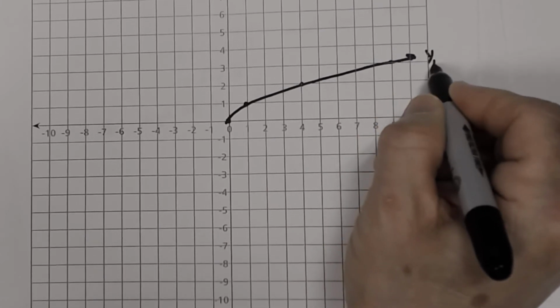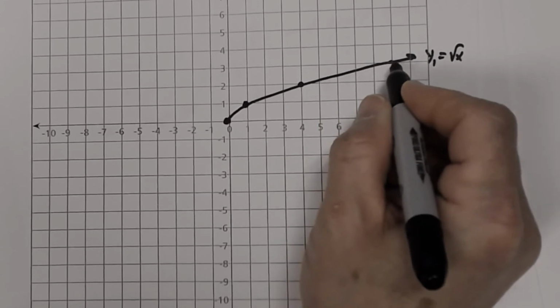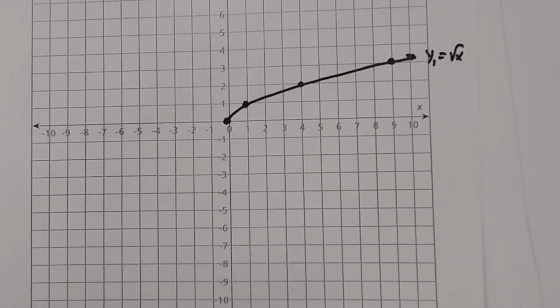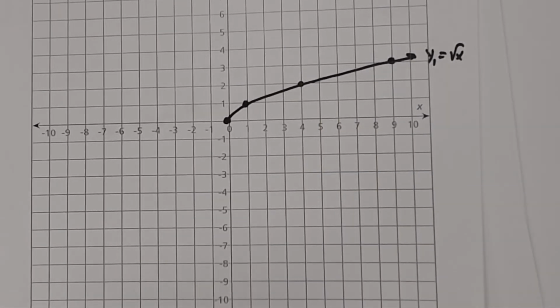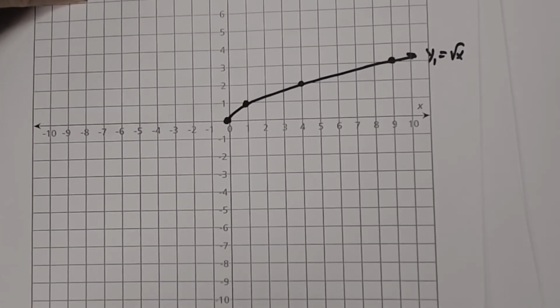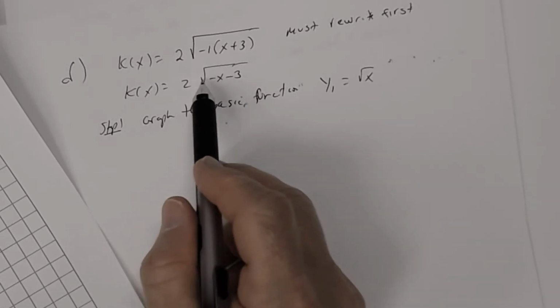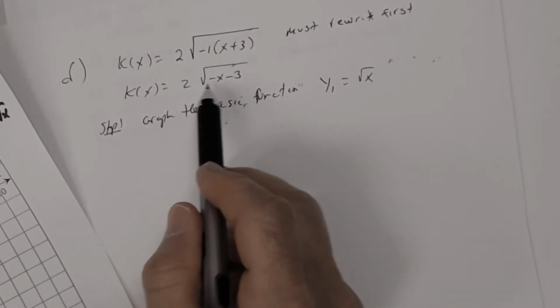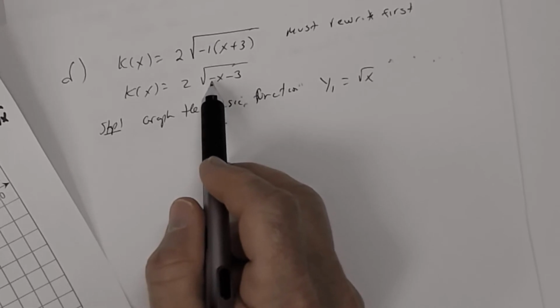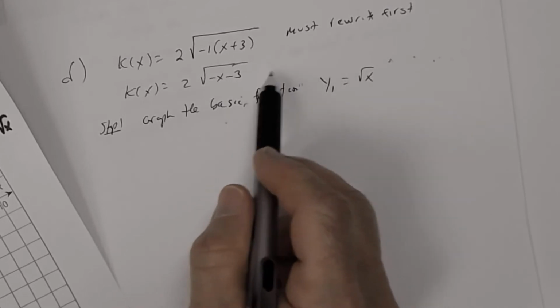And so this is y1 equals square root of x. I'm going to darken these key points here because we're going to need those. All right. Then let's look at what we have. Look what you have. So you have a stretch, right? You have a reflection, and this is a reflection about the y-axis, and then you have a horizontal translation. You don't have a vertical.